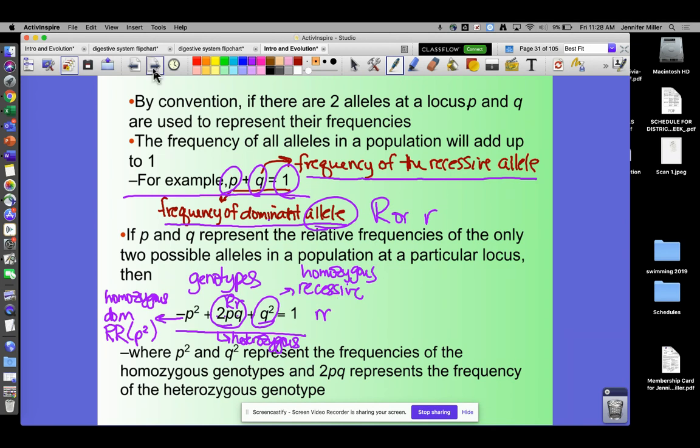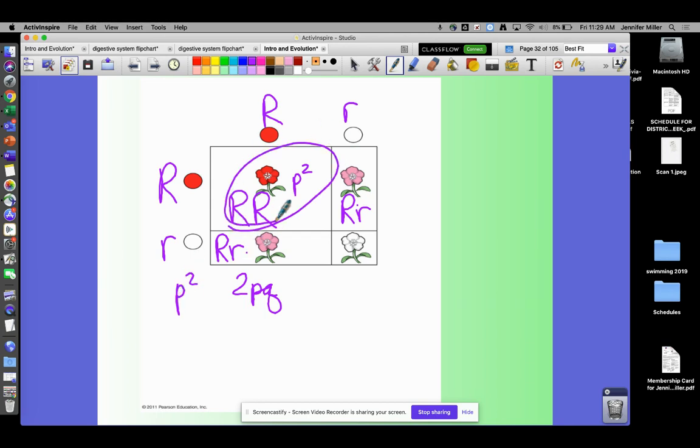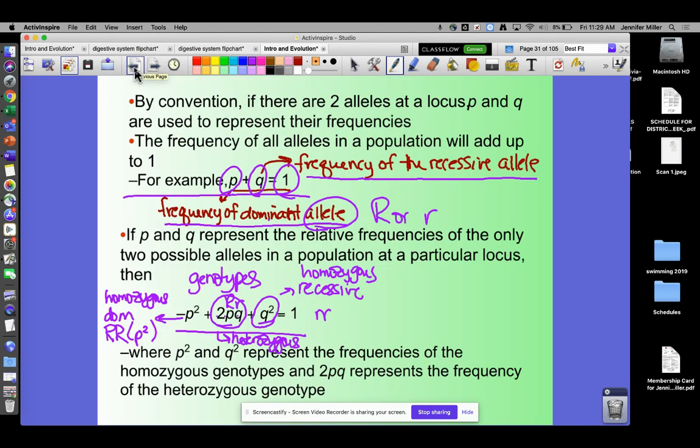Okay, so I'll show you how we get that. If I have big R, little r times big R, little r, here I have big R big R, so this is my p squared. Here I have big R, little r, and here I have big R, little r. So in my heterozygous, you see why we have to do 2pq? Because there are two of them when I cross them. So I have p squared, plus 2pq, plus the little r little r, which is q squared. And that will equal 100% of the population. So this represents the genotypes. And this other one, p plus q equals 1, represents the alleles themselves.